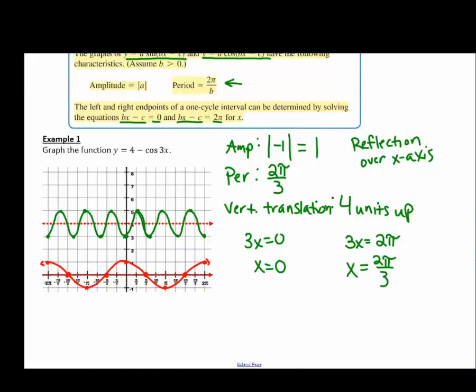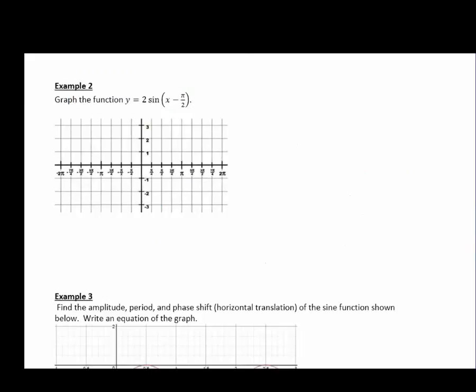All right, let's take a look at another problem. Graph the function y equals 2 sine of x minus pi over 2. All right, so we're going to take a look at our amplitude. And that's the absolute value of 2, which is 2. So we've got a vertical stretch of 2 going on. Our period is 2 pi over the coefficient of x, which is just 1. So our period is 2 pi, so that doesn't change.